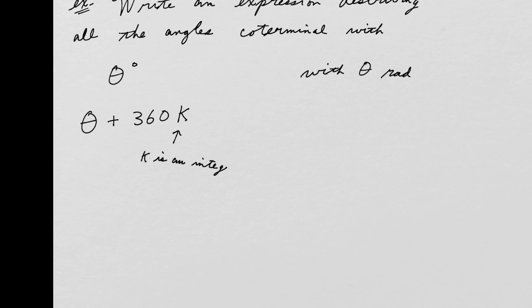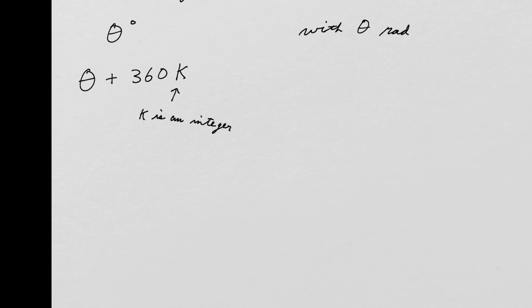And that will give me all of them, right? By integer, I mean it could be 0, 1, 2, 3, all the way to infinity, or it could be -1, -2, -3 to negative infinity. So that's the set of all those values, all the integers.